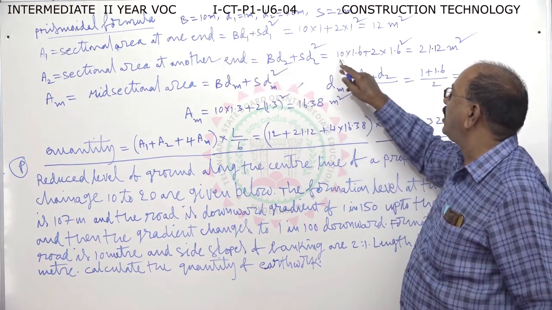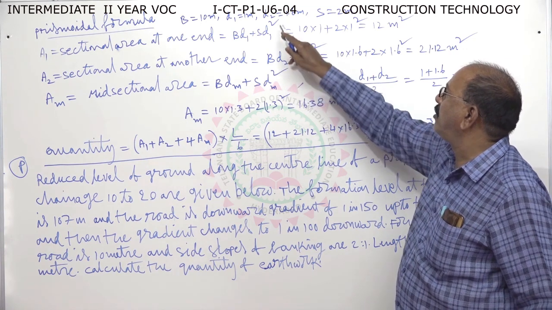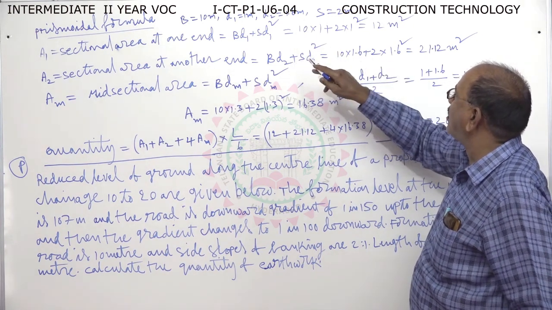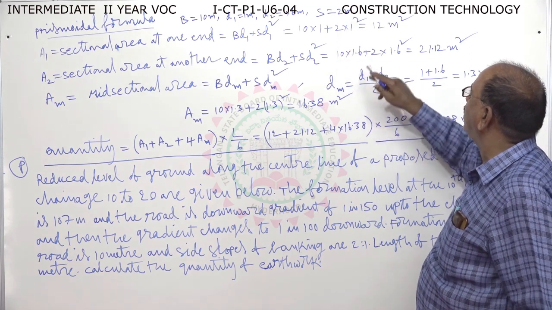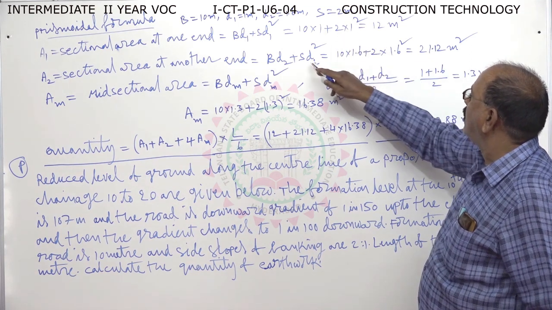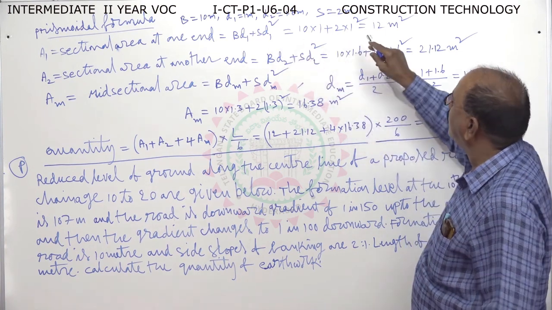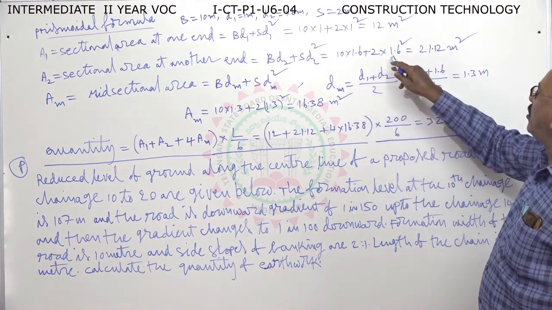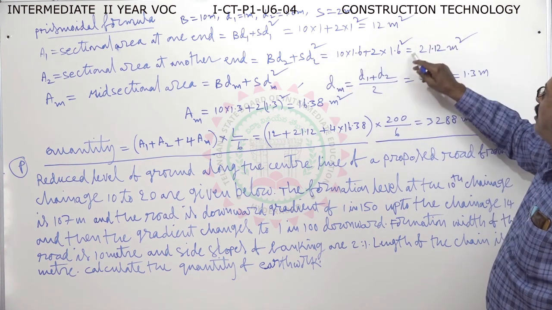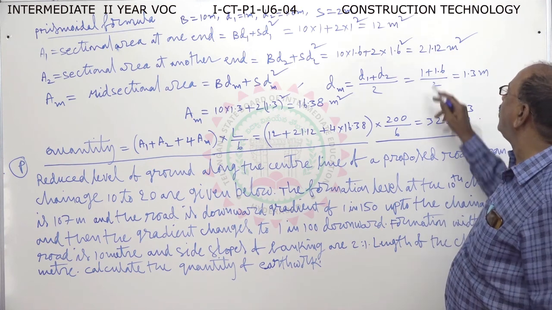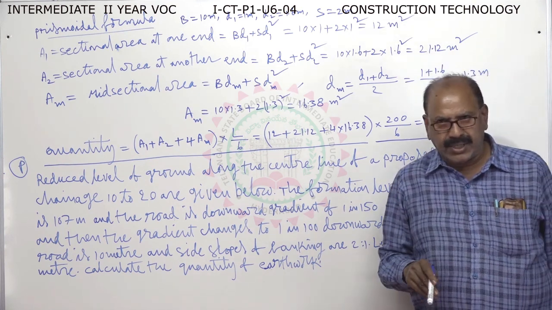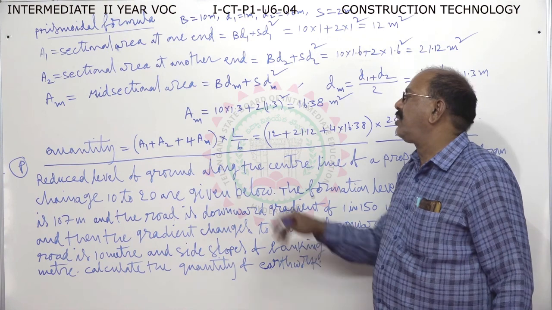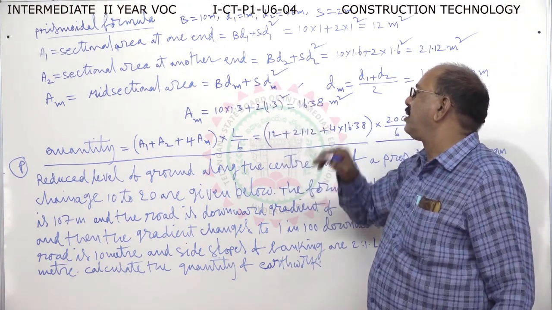So, in the place of B, substitute 10 meters. Then D2 is equal to 1.6 meters. In the place of D2, substitute 1.6. Plus, S is equal to side slope, that is equal to 2 meters. Give here, that is equal to 2. So, S into D2. In the place of D2, where is D2 given? Yes, here. D2 is equal to 1.6. So, in the place of D2, substitute 1.6. Because square is here, here also you put square. So, after simplification, with the scientific calculator, you will get 21.12 meter square.